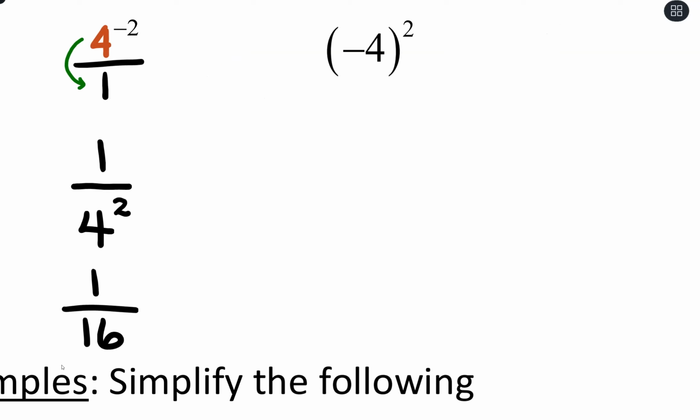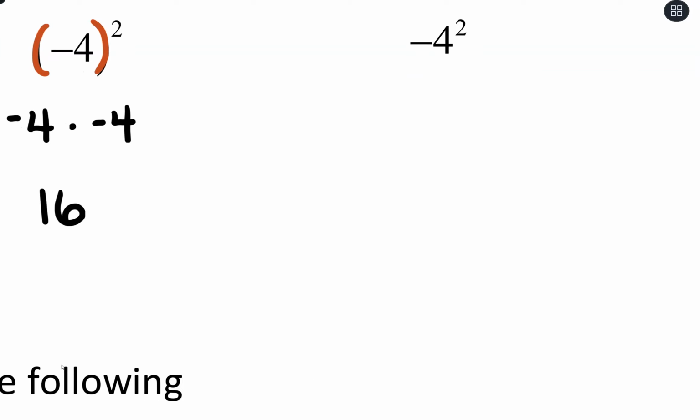With this next one, we have a positive exponent, so we don't need to move anything. So I am just squaring the value of negative 4. And the negative's included, so I'm going to have a negative 4 times a negative 4, which is a positive 16.